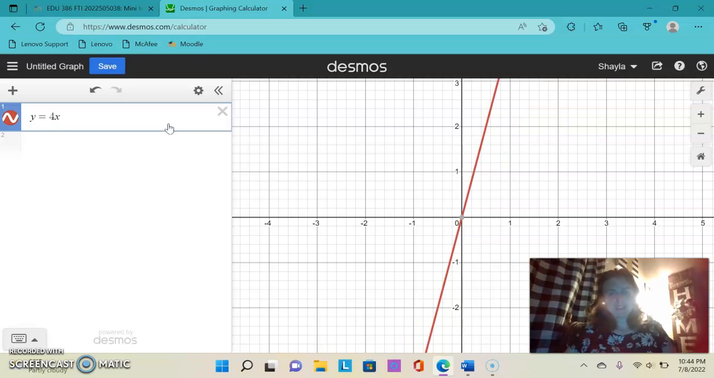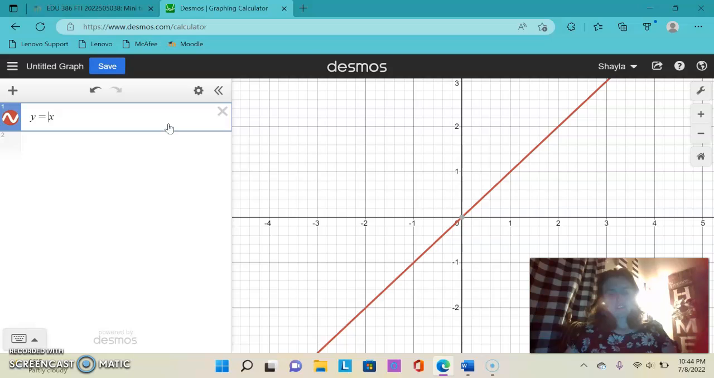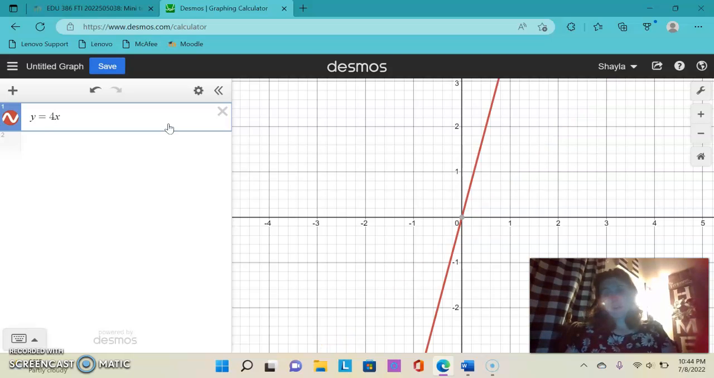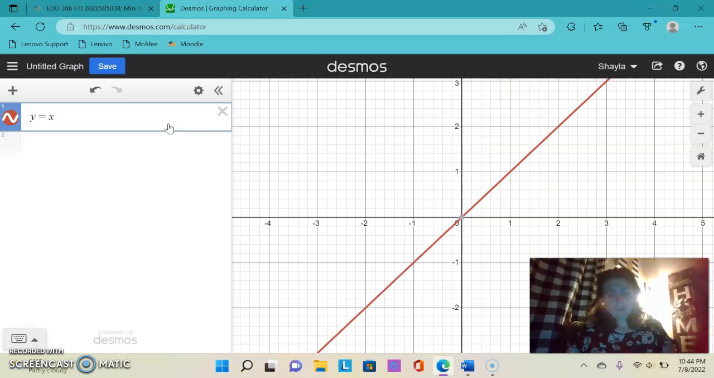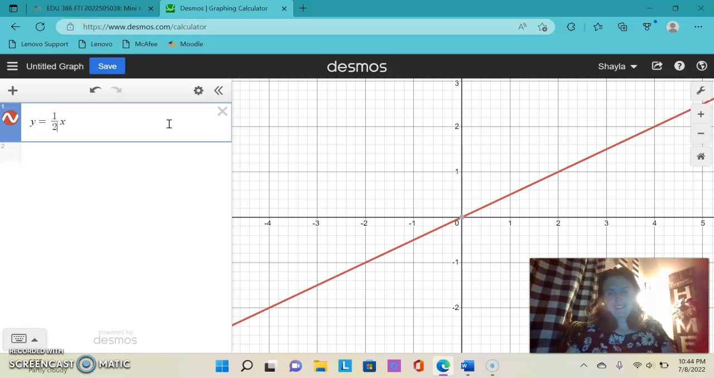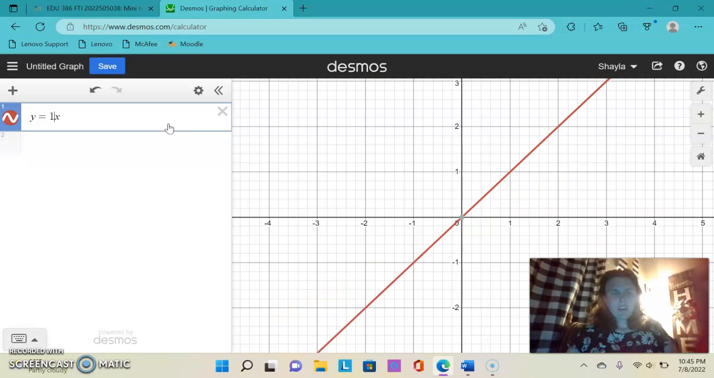So as I change my slope, the angle of my line changes. So if I have it at, let's say 4, it's going to be a little bit steeper than if I had it at just 1. Or I could even go 1/2, and it's going to be a little bit more gradual of a slope if I'm looking at it. So let's leave it at 1x for now.